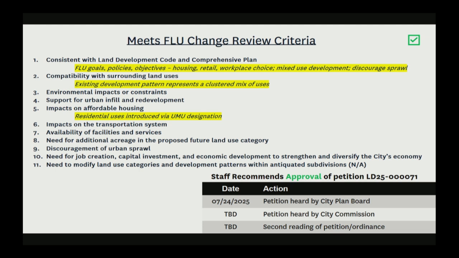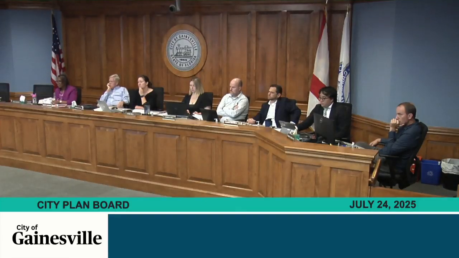development. Compatibility with the existing land uses in the area. There is an existing development pattern in this vicinity that represents basically a cluster of mixes of uses, and then impacts on affordable housing. While there is no specific affordable housing proposed at this site, making this change to urban mixed use would introduce residential uses at the parcel. So with that, staff recommendation is for approval of LD 25-000071. And thank you very much for your time, and I'm here if you have any questions, and here's just the indication that the site has been noticed.